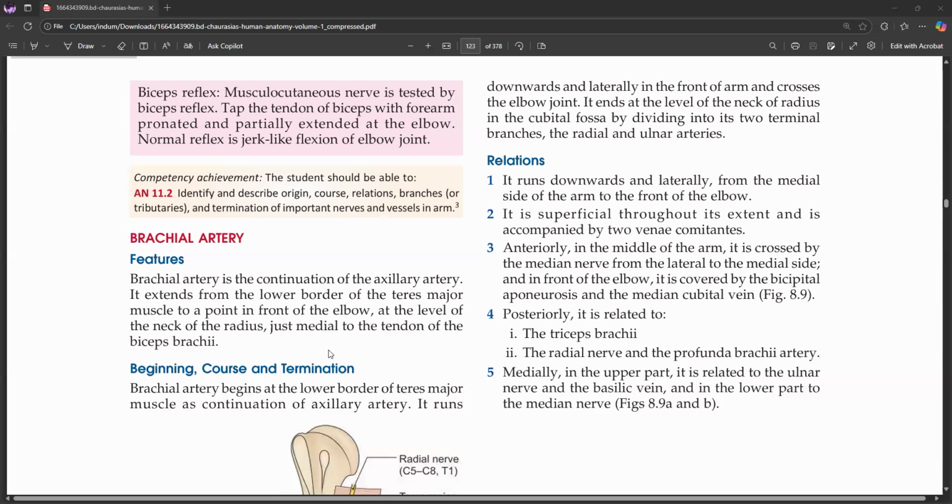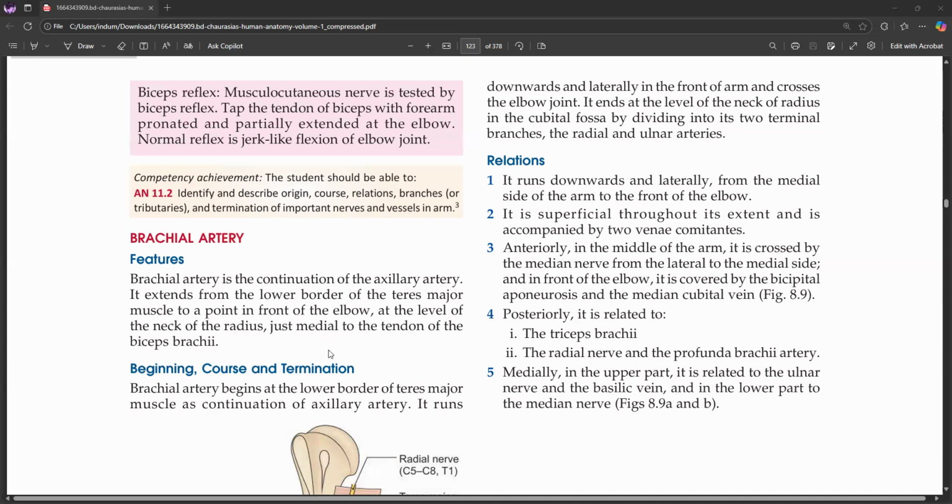Relations. Number 1. It runs downwards and laterally from the medial side of the arm to the front of the elbow. Number 2. It is superficial throughout its extent and is accompanied by two venae comitantes. Number 3. Anteriorly, in the middle of the arm, it is crossed by the median nerve from the lateral to the medial side. And in front of the elbow, it is covered by the bicipital aponeurosis and the median cubital vein, figure 8.9.